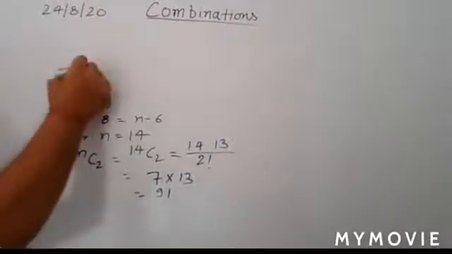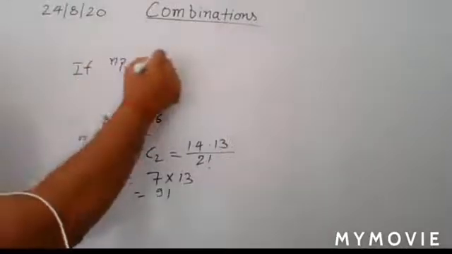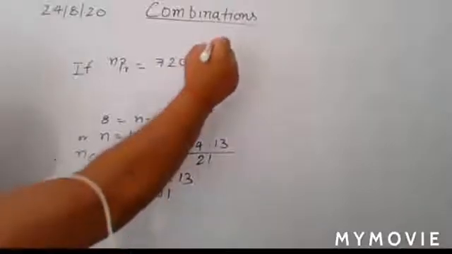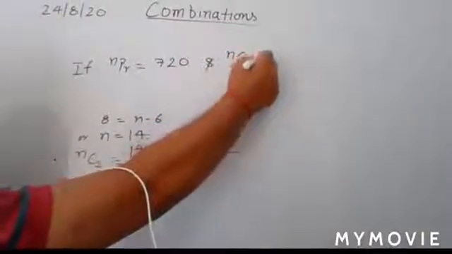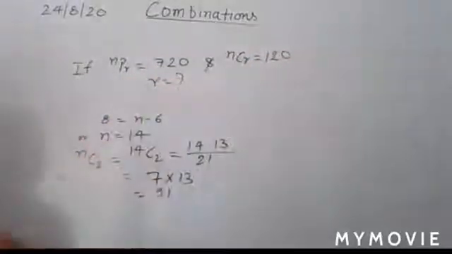If nPr is equal to 720 and nCr is equal to 120, find r. So you have to find the value of r only.